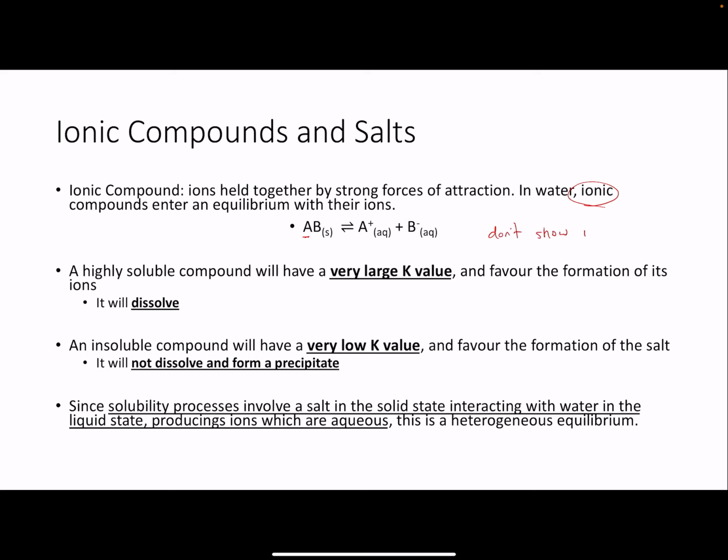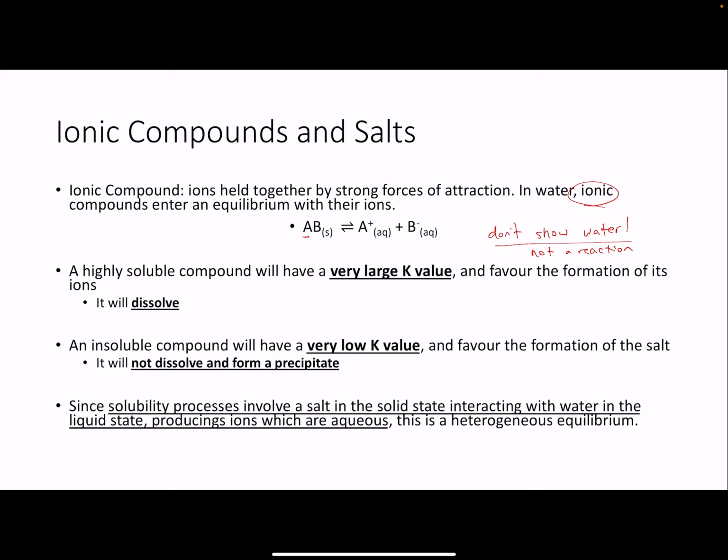And the reason for that is it's not a reaction. Like I said off the bat, it's a physical process. So the water is just helping this happen. The charge is balanced and the atoms are balanced, so we won't show water here.